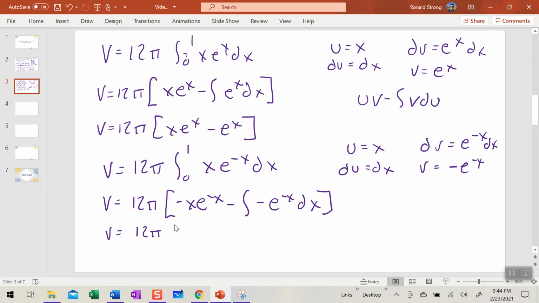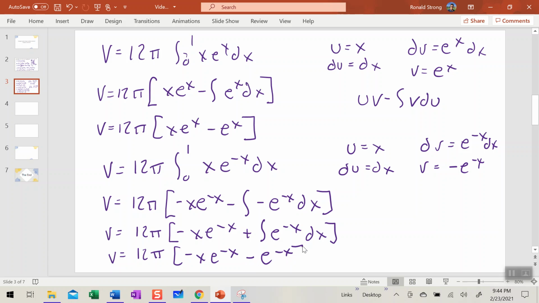And so let's take care of some of these negatives here. So 12 pi times negative x e to the negative x plus the integral of e to the negative x dx. And then finally, integrating e to the negative x, we have the volume is 12 pi times negative x e to the negative x minus e to the negative x. Now we need to evaluate both of those at the bounds of integration, which I will do on the next slide. So we'll start with the first one up here, which is 12 pi x e to the x minus e to the x.